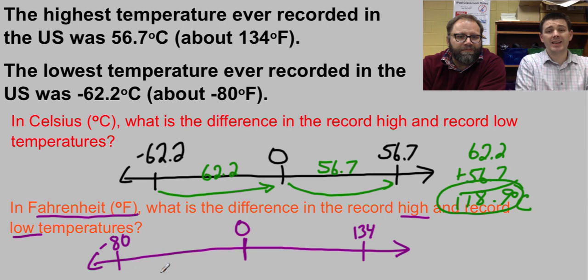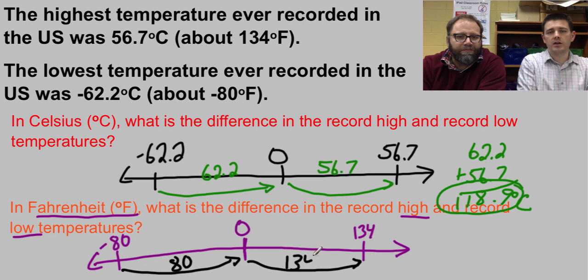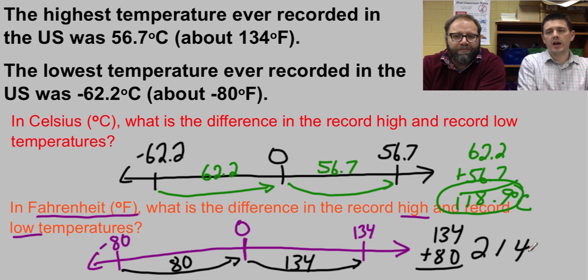But same idea. It takes 2 stops to get from one to the next. To get from negative 80 just back to 0 is going to take me 80 steps. And then from 0 up to 134 is going to take an extra 134 steps. All told, we want to combine those together. I'm going to run out of room here. I get 214 degrees Fahrenheit in difference. That's a huge difference. 200 degrees, that's a weird year. I'm just going to go with that.